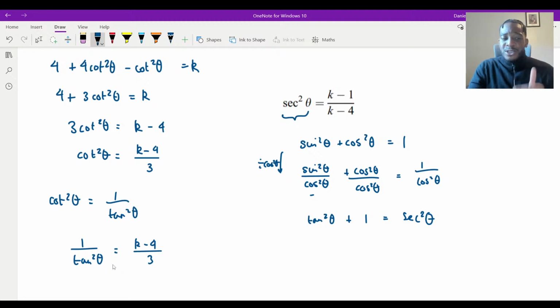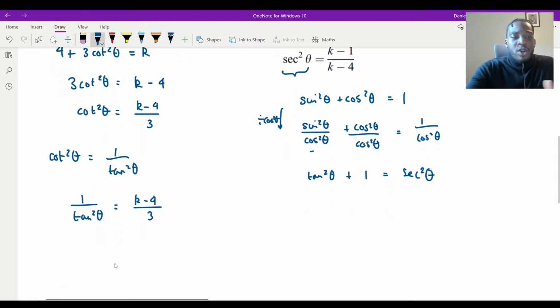And I've got 1 over tan squared here. So if I can get an expression for tan squared, I can use this identity to get sec squared. And maybe I can get to that expression. So these are the things that you need to be thinking about when you're in an exam, especially show that questions. Think about all of your identities. You need to know all of them off by heart. So if 1 over tan squared is k minus 4 over 3, then if I take the reciprocal of both sides, tan squared is going to be 3 over k minus 4.